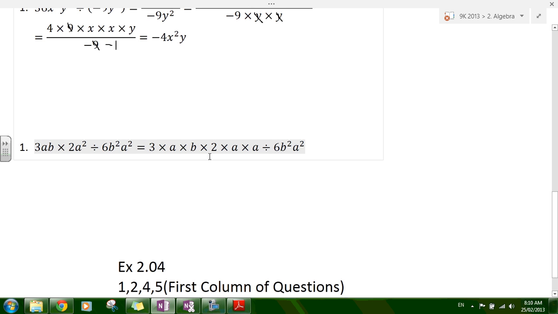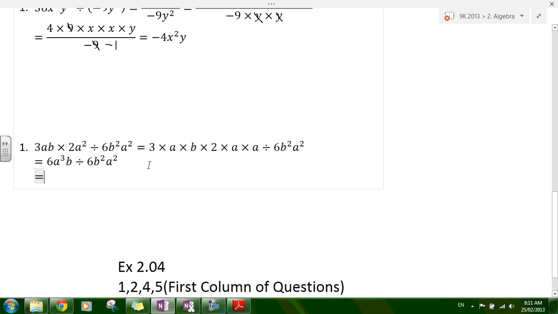Now, if I take a bit of a shortcut, I can see that 3 times 2 is 6. So I'm going to just write that 6. A times a is a cubed. And then we have 1b, which is just going to stay the same as b. And then we have divided by 6b squared a squared. We're starting to see that it's going to simplify, and we'll be able to do some nice simplifying with the division just now.